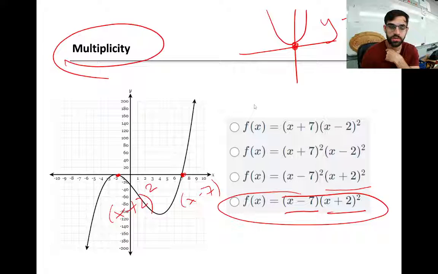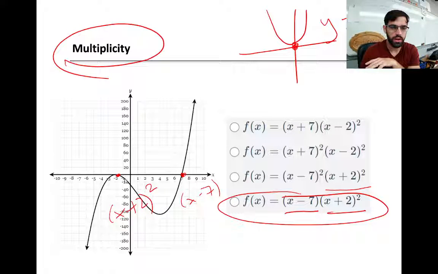Okay, when we talk about multiplicity, roots are places where we have x-intercepts. At the x-intercept, our function can do one of two things. One, it can cross the x-axis at that root, as right here, we have a root at 7, and the polynomial function crosses the x-axis. The other option is the root can just touch the x-axis, but not cross it. Or as I like to say, it kisses the x-axis.